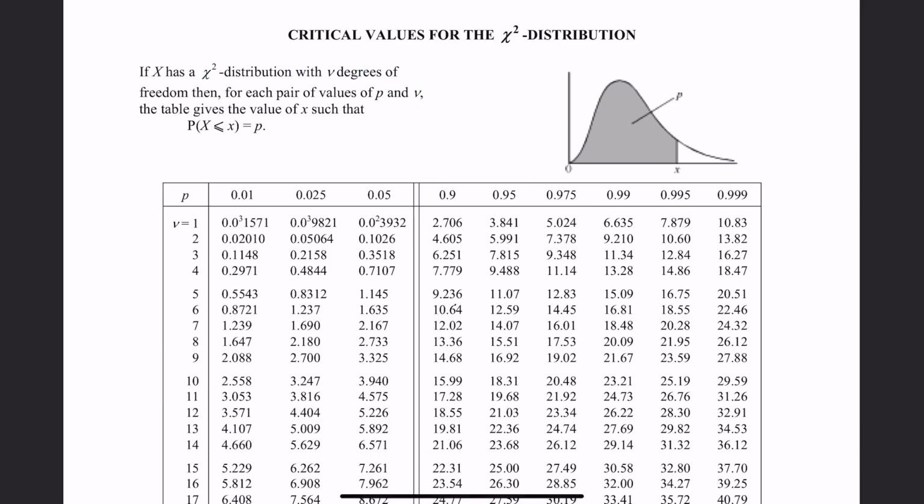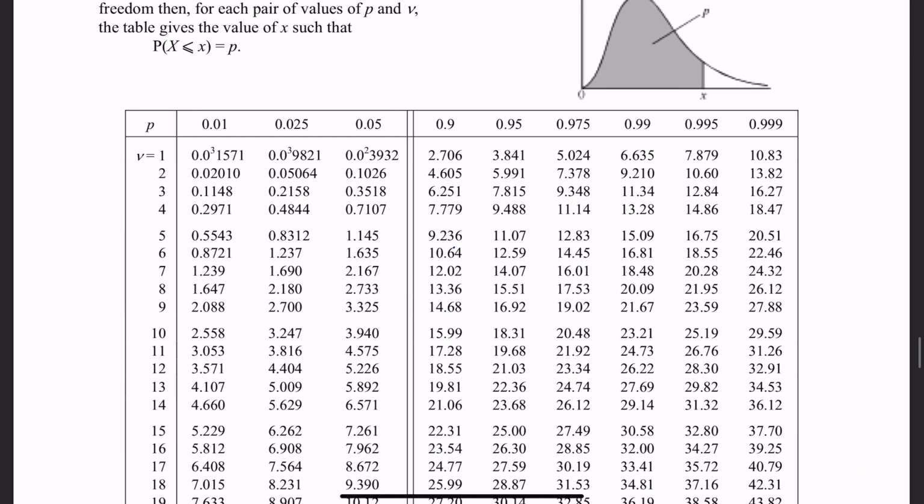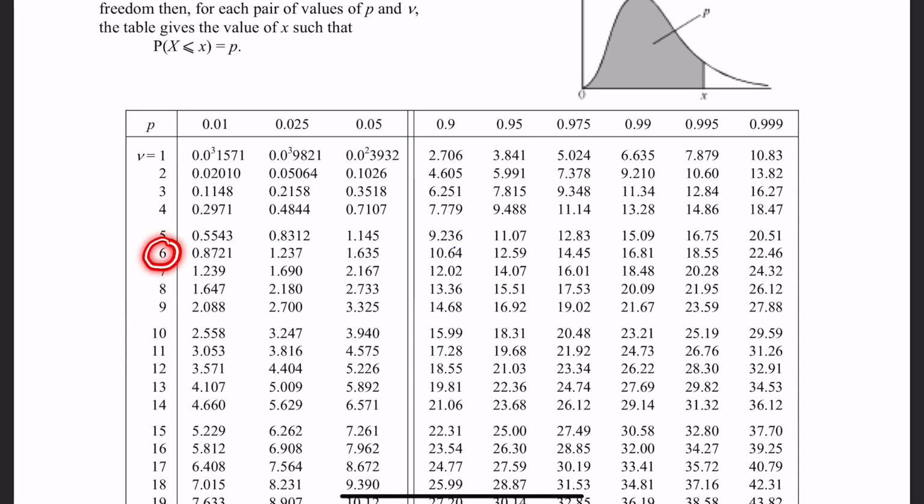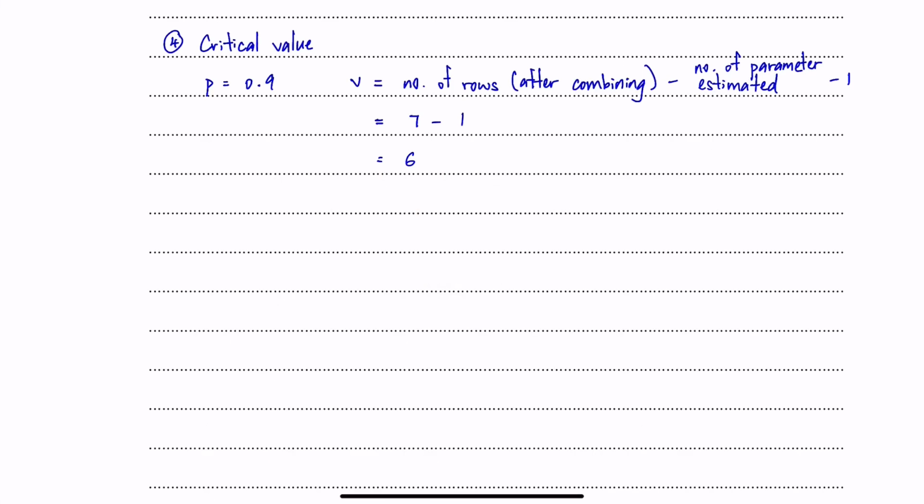So now we refer to the table for the chi-square distribution. So V is 6 and P is 0.9. So we get 10.64 as our critical value. So chi-square equals 10.64.